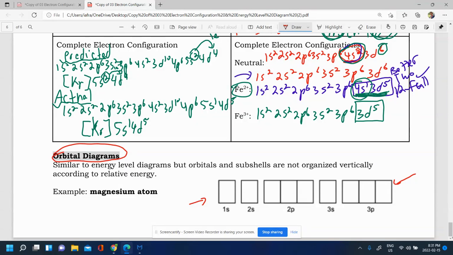So the magnesium atom, for example, would be 1s2, 2s2, then we fill up the 2p's there. This has 12 electrons, by the way, based on our periodic table. So far we've drawn 10, and then 3s2. So very similar to energy level diagrams, just drawn horizontally instead, from the lowest to the highest energy in a horizontal fashion. Different representation, same concept overall.